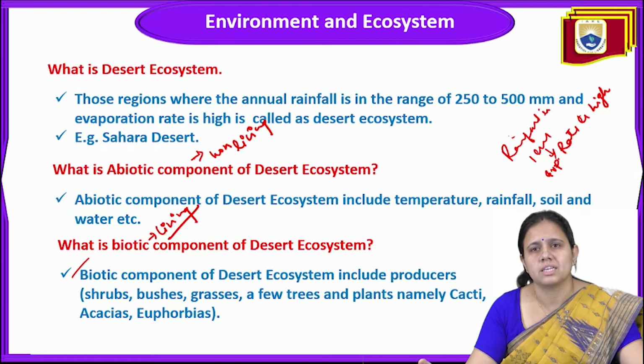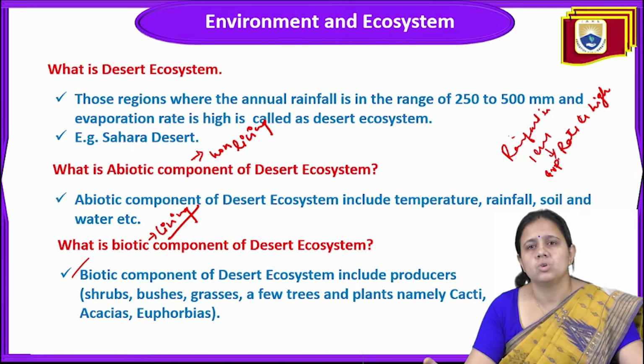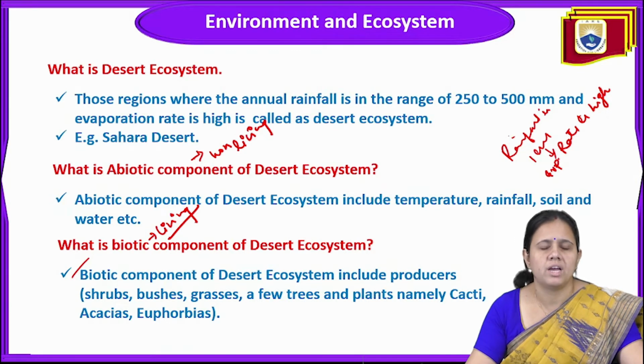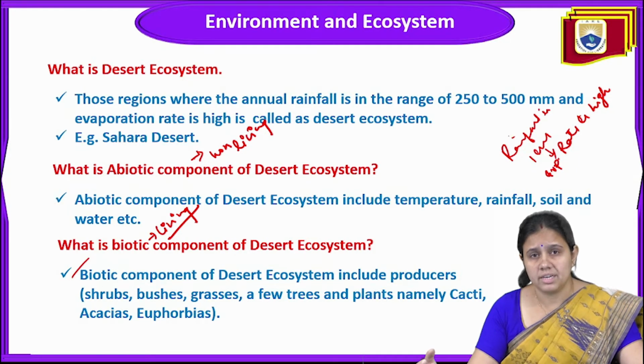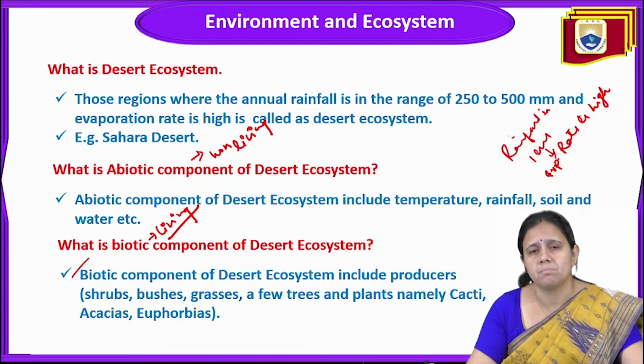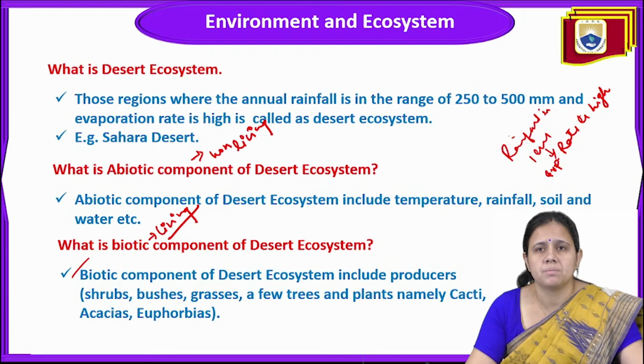This is called a desert, and the main components of the desert ecosystem are the abiotic components, like non-living components, and living components. Non-living components are, as we already know, temperature, rainfall, water, soil. All these are non-living components of any ecosystem. And biotic components are the producers and decomposers already present in this ecosystem. And the interaction of organisms with the biotic and abiotic components of an ecosystem is called an ecosystem.